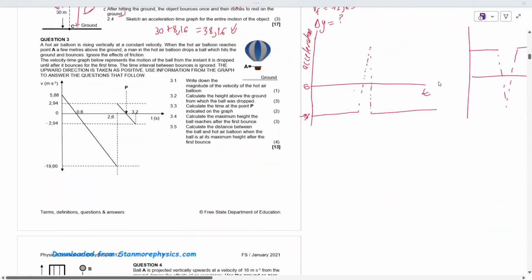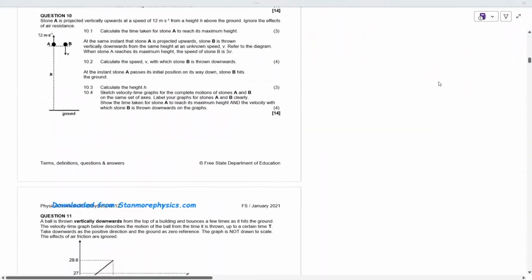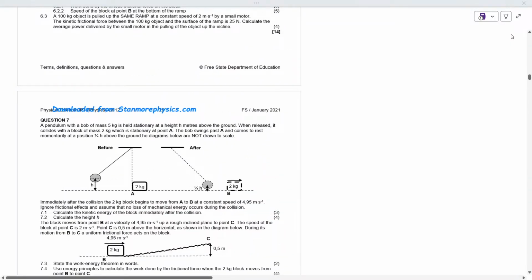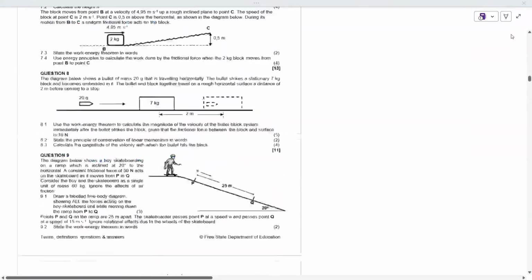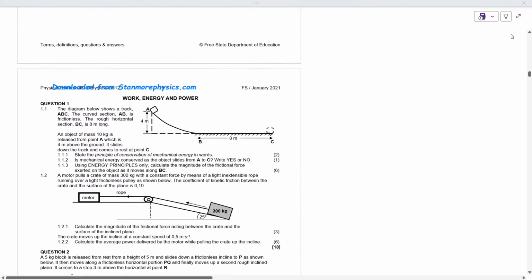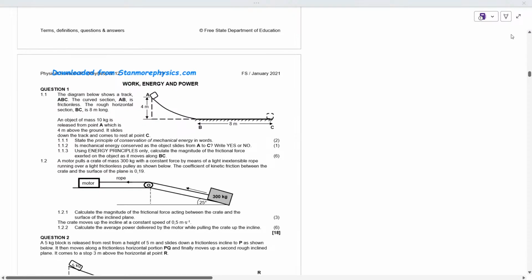Let's try to be looking at the problems of work, energy, and power. I think, okay, which is this work? Yeah, this is work. It looks more like Newton's law. That's why it was confusing me a little.